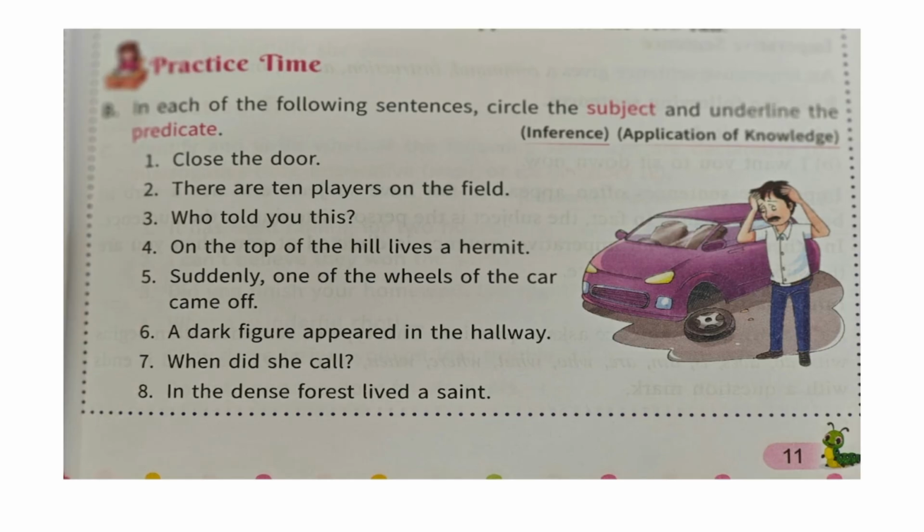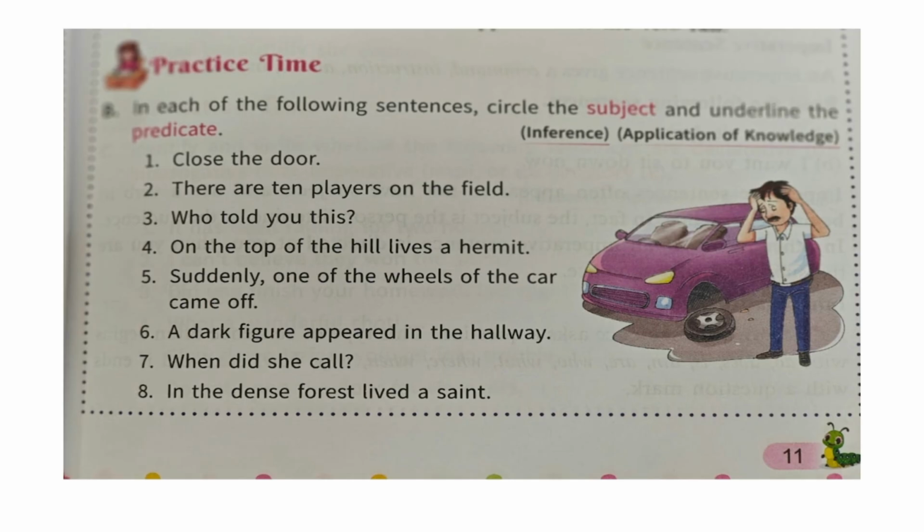Okay, when did she call? So subject is she. Predicate, उसने क्या करना था? ओके, when did she call? उसने कॉल कब करा? तो कब करा? ओके, when did call. ओके, so that is the predicate.